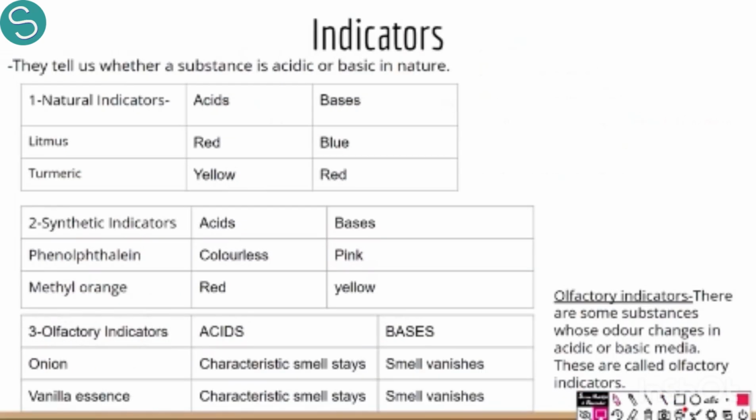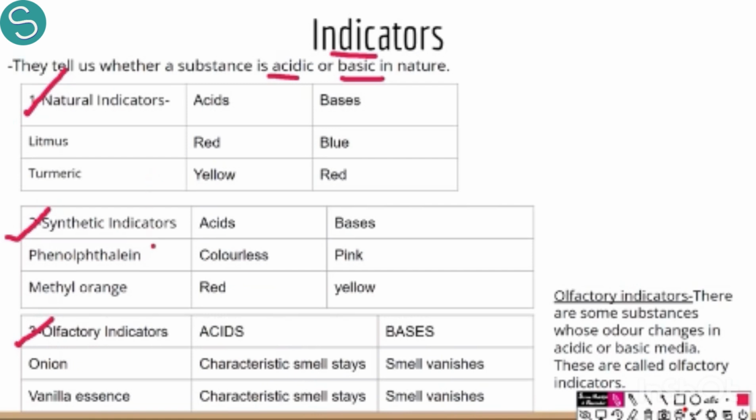The next very important key term and a very important topic is indicators. We already know some basic things about indicators, so let us quickly review it. An indicator is a substance which tells us whether a sample is acidic or basic. It tells us the nature of the substance. Now we have various types of indicators. We have natural indicators, we have synthetic indicators, and we have olfactory indicators. You must have heard about natural and synthetic, but olfactory is new for you.